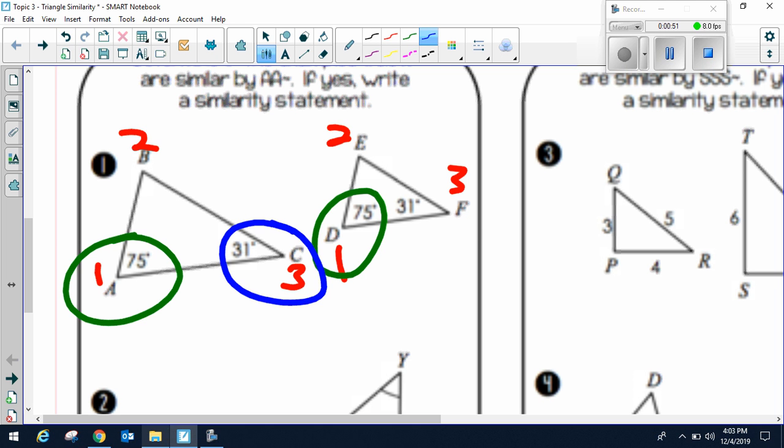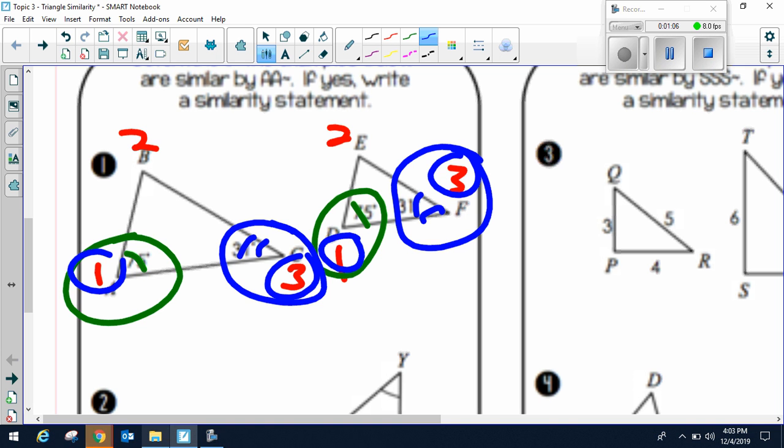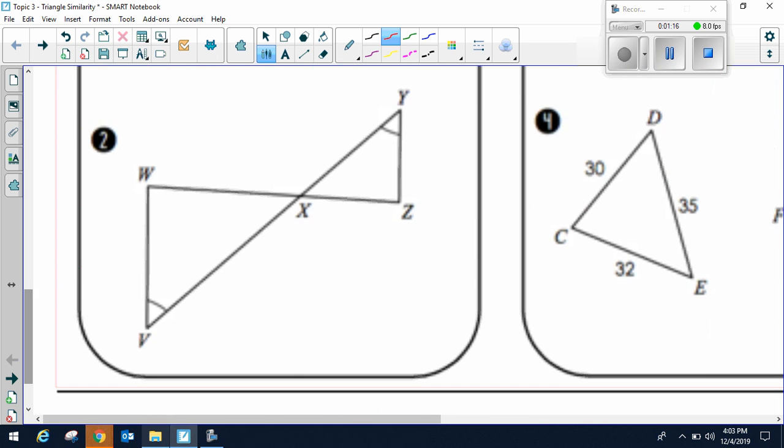Okay. Angle C, notice that they're both 3. Angle 3 is 31 degrees. So you have this angle congruent to this angle congruent to this angle, and because they're in the same spot of that triangle, that means that they are similar by angle similarity. If I go down here, okay, we'll go V is 1, W is 2, X is 3, which means Y is 1, Z is 2, X is 3.